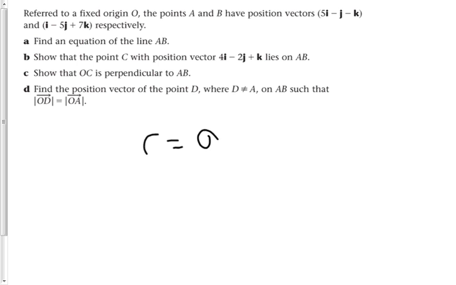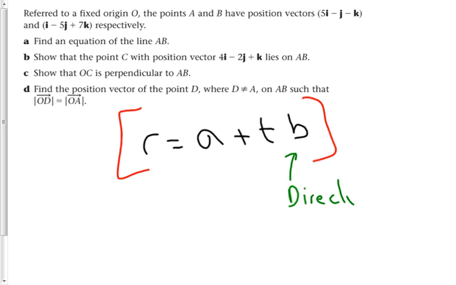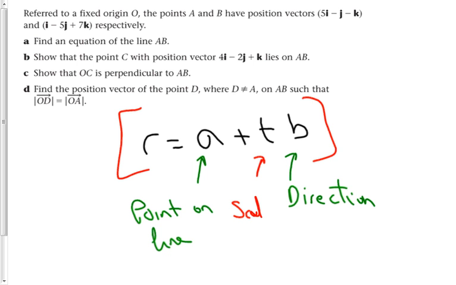R is equal to A plus tB, where t is a scalar, B is the direction vector, and A is a point on the line. So we are simply using this. Direction. Point on the line. Scalar. Scalar parameter.